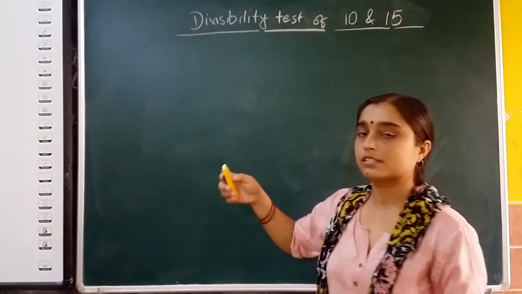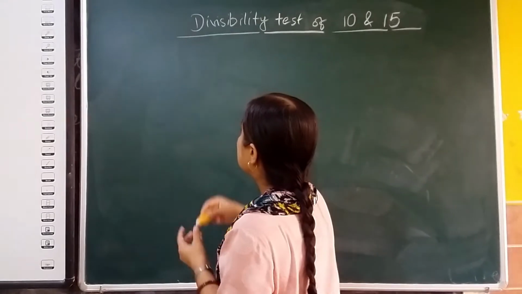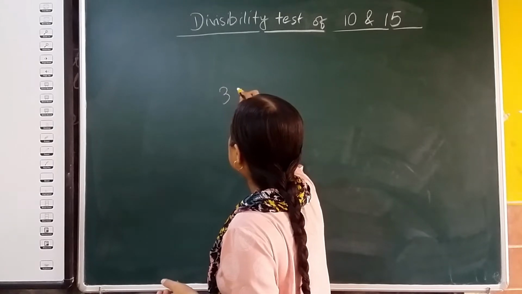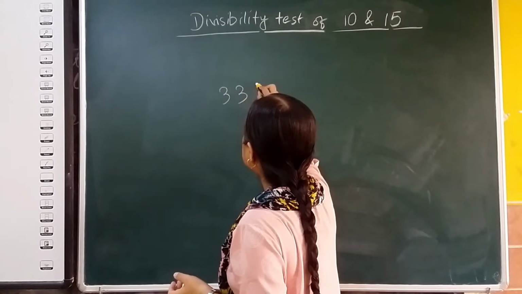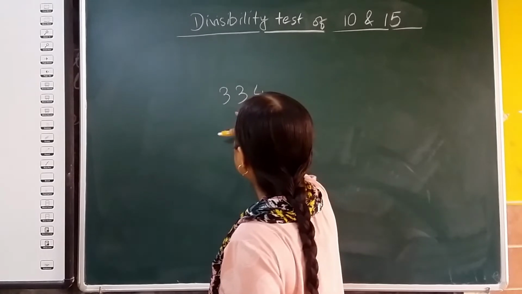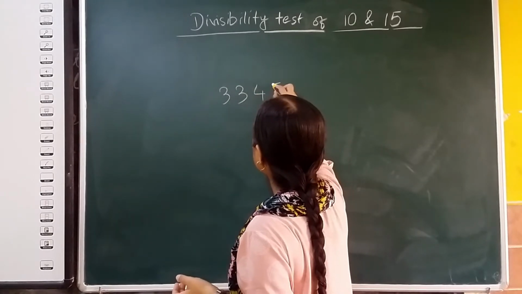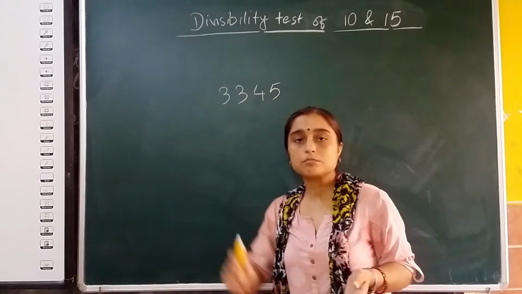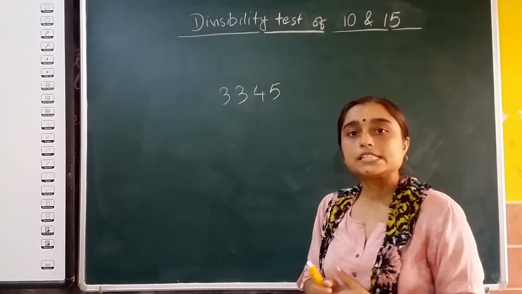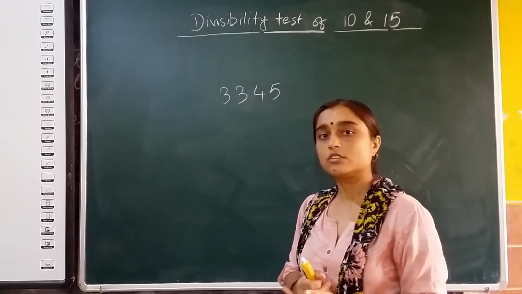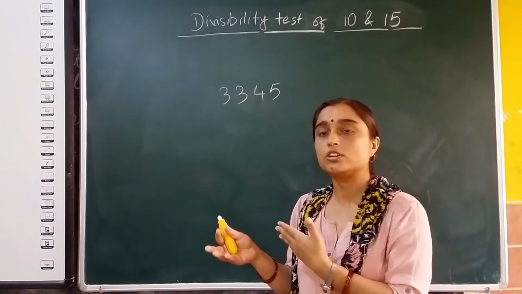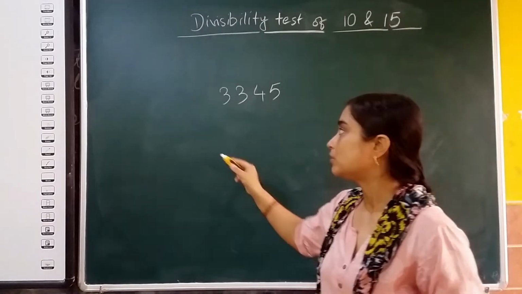Take some examples. Okay. For example, we have the number 3345. Is this number divisible by 3 or not? We will find it, and then we will find out whether it is divisible by 5 or not. We will find out both things.